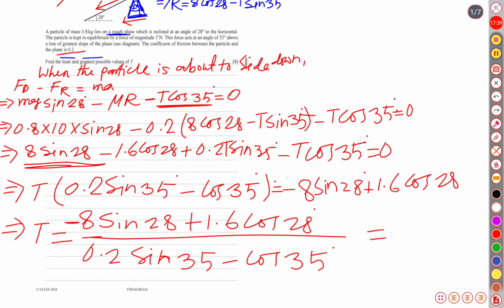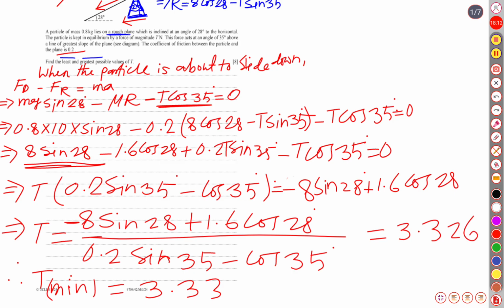3.32. Hence our T minimum. Okay, T is minimum, means least value of T. T minimum is how much? 3.3 Newton, the unit has already been given. So it is going to be 3.33.